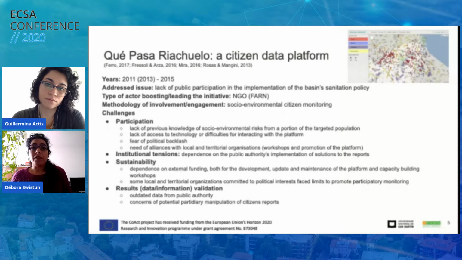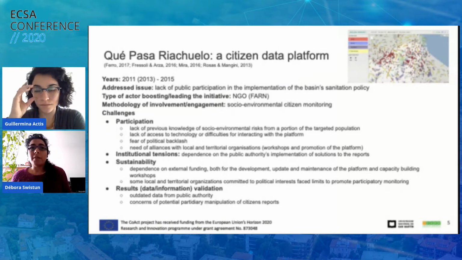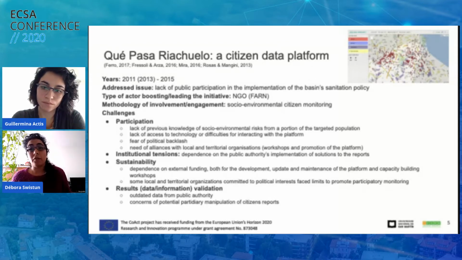The methodology for involving the community was around the monitoring of socio-environmental issues and the different programs addressing those concerns run by the local governments and the national government. The challenges we identify around participation are the lack of previous knowledge of socio-environmental risk from a proportion of the targeted population, lack of access to technology or difficulties interacting with the platform, fear of political backlash, and the need for alliances with local and territorial organizations.